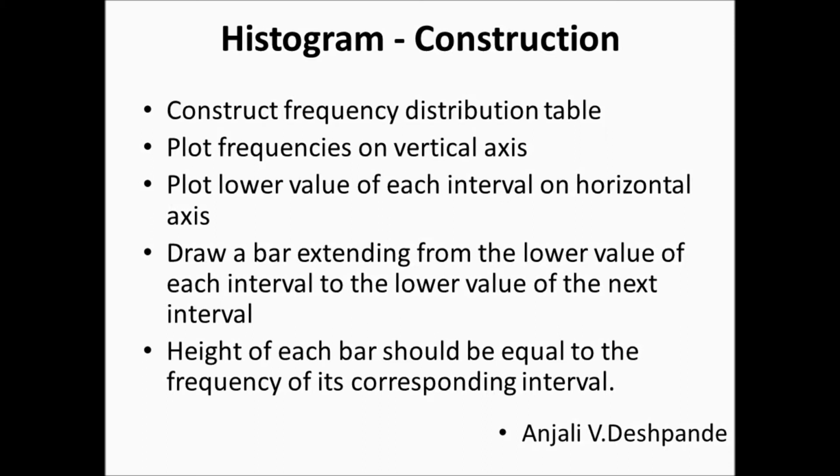So once the frequency distribution table is in place, then you have to plot the frequencies on the vertical axis, and then you have to plot the lower value of each interval on the horizontal axis. After this, a bar has to be drawn which extends from the lower value of each interval to the lower value of the next interval, and the height of each bar should be equal to the frequency of the corresponding interval.